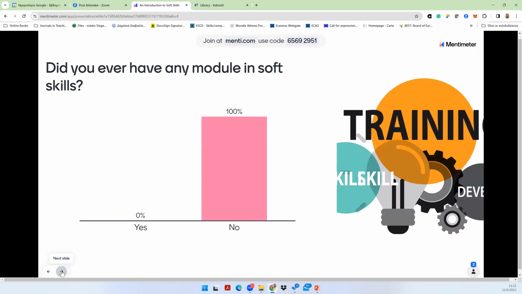Did you ever have any module in soft skills? No. This is very good. This is the opportunity. Opportunities arise everywhere. So just help us to improve this course. I mean, probably if you had another course, send us through an email your suggestions in order to get improved and provide better services. And we're not professionals, we are amateurs, and we're doing this because we like to provide better training.